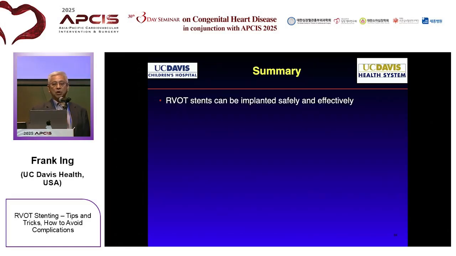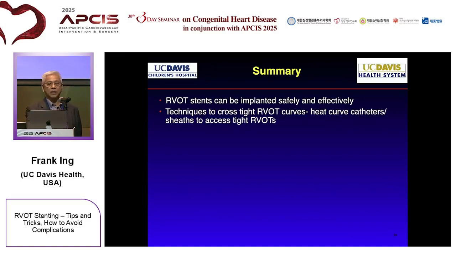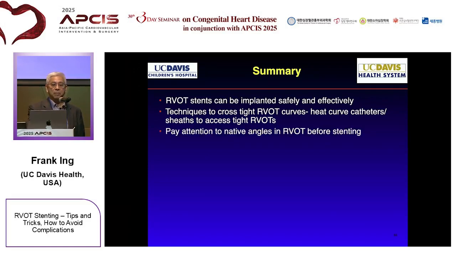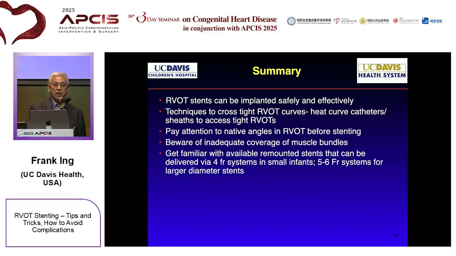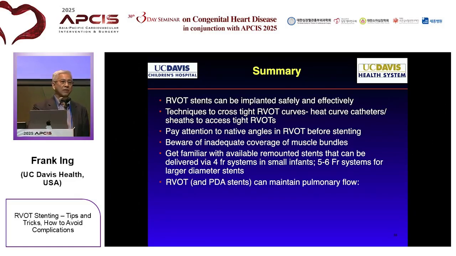So let me just summarize that the RVOT stent can be implanted safely and effectively. There are techniques to cross tight RVOT curves. You can heat the curves, catheters, and even the sheaths to get around these tight curves. Pay attention to the native angle in the outflow tract before you stent. Beware of inadequate coverage of muscles in the infundibulum. Get familiar with what's available in the pre-mounted systems. As I said, the Megatrons, the Palmaz Blues, the Herculinks, and then the pre-mounted Genesis. You may have other stents available outside of the United States because our FDA is pretty strict.